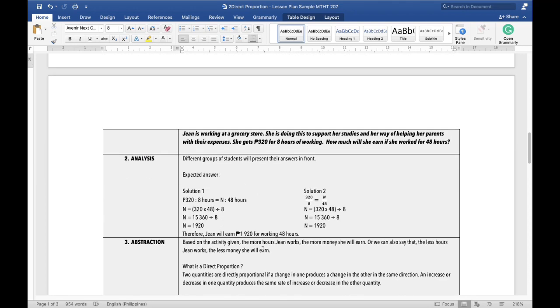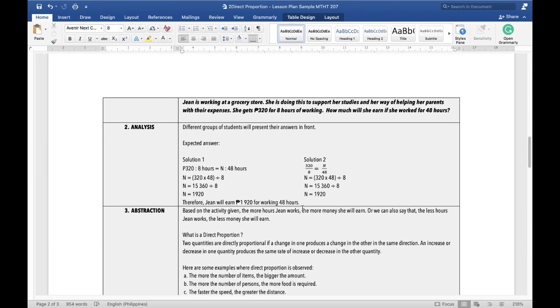For analysis, after giving students time to solve, they'll be writing their answer in the manila paper and they will be presenting their answer in front of the class. What's best for this is we can group them in groups of maximum of 5 so that each one of them will be given a task and think of the answer.